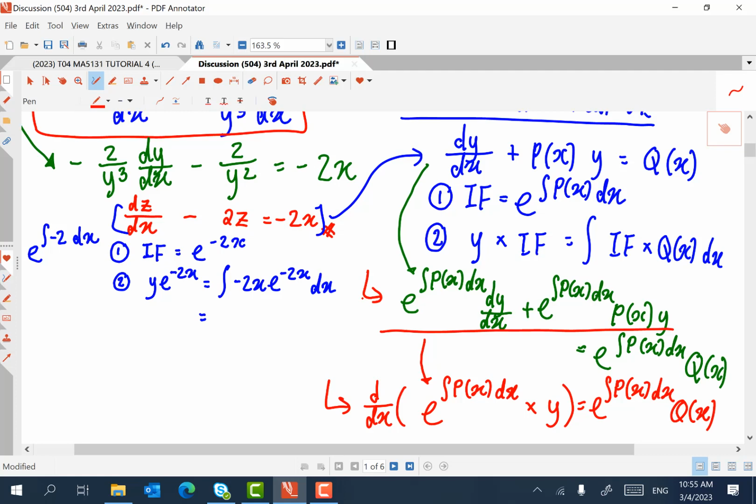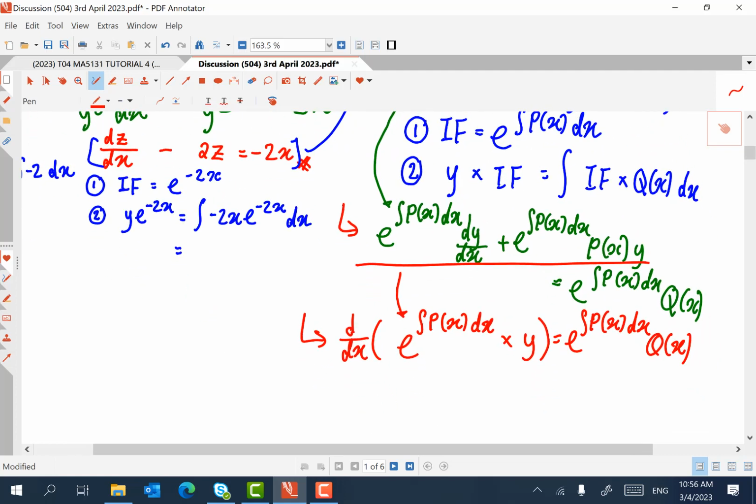That's the logic. So now from the red line, if I integrate both sides, I will in the end get y. If I integrate the left side, I get y times the integrating factor. Why is that so? Because if you integrate something you differentiated, you go back to square 1. So now it becomes like that.